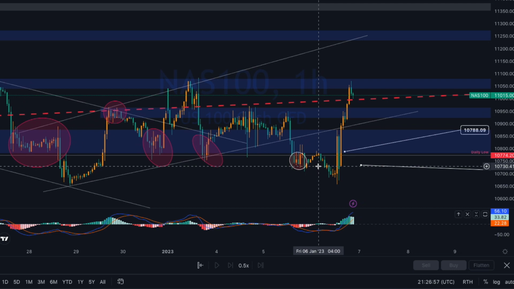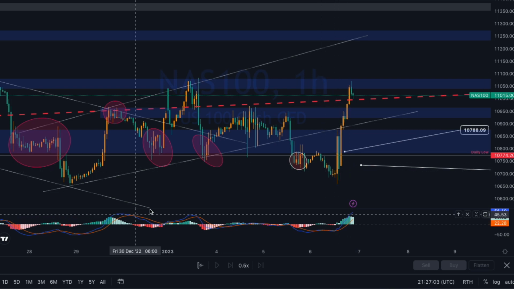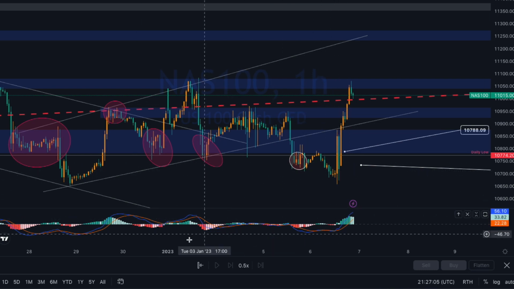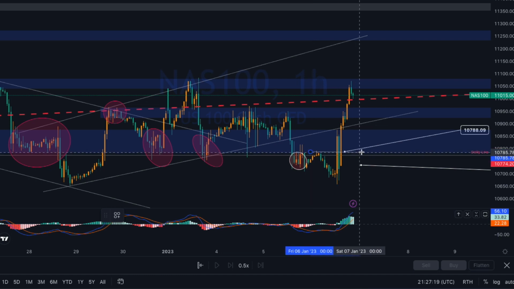This is exactly what happened as it happened. I put on two trades. The first trade I put on was a buy stop order, and that was right here.